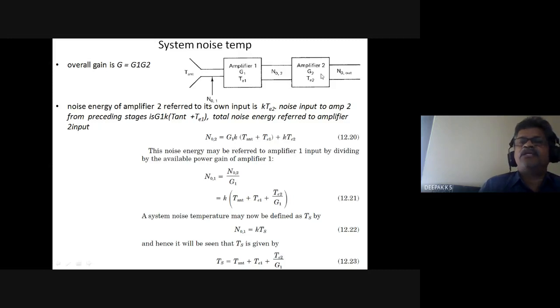And now here you are referring this noise to input. This is K PE2. You are referring here. And this whole thing is given a gain G2. And again you get N0 out.